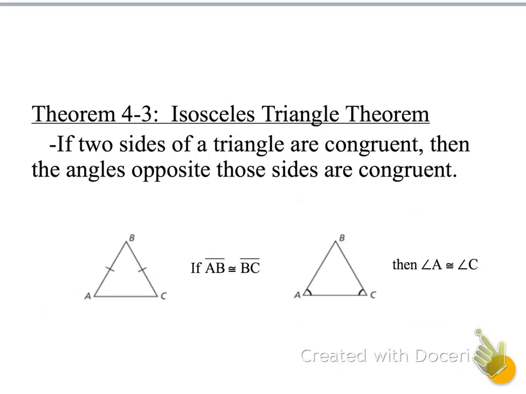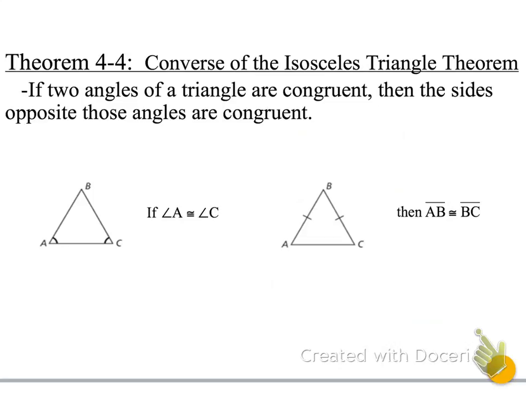Okay, so if I have an isosceles triangle and my two sides are congruent, here's something you're going to have to know for the rest of the semester. If those two sides are congruent, then the two angles across from the vertex are also congruent. So if I have two sides being congruent, the two angles are also congruent.